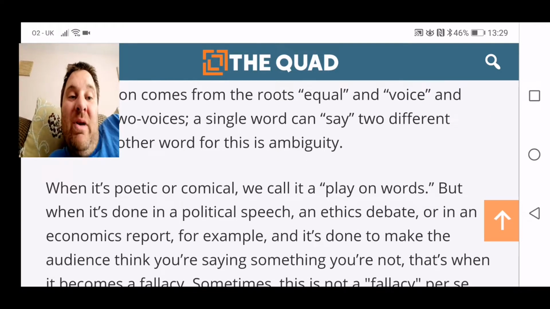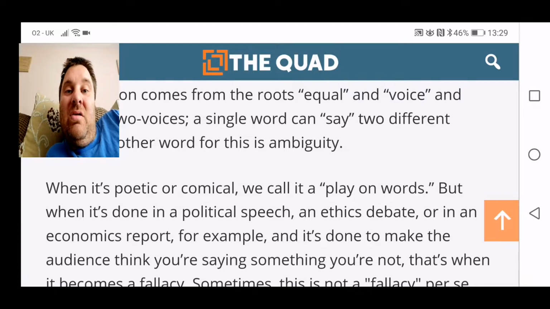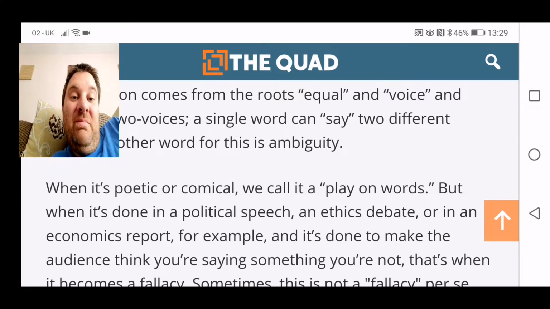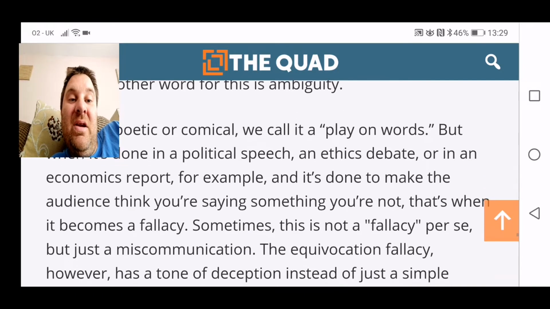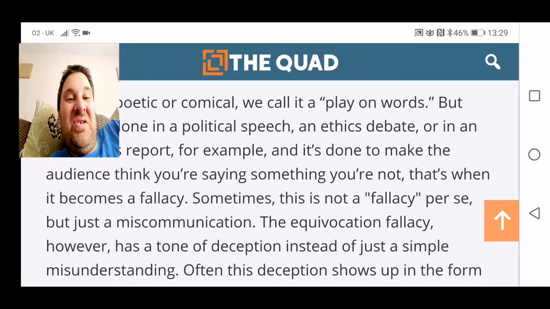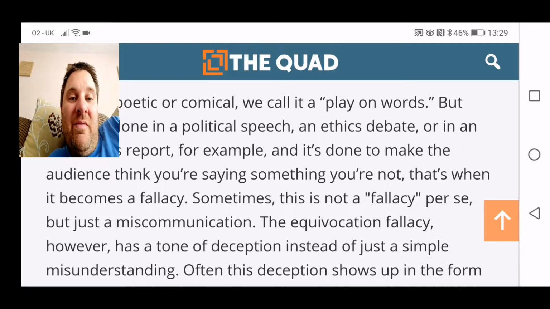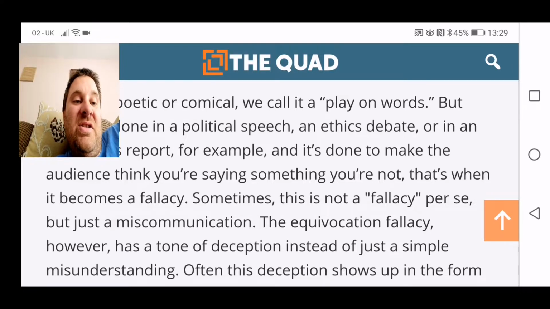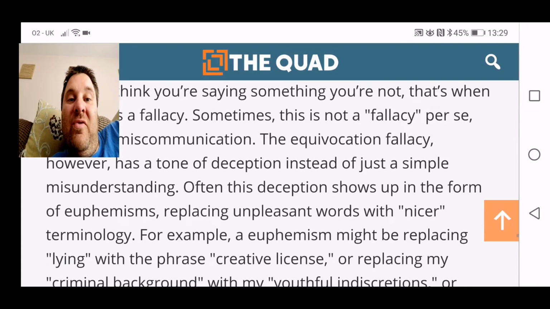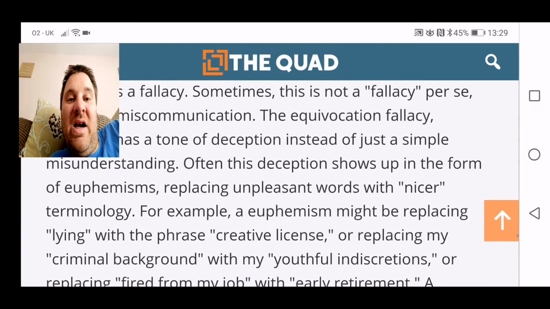So when it's poetic or comical, we call it a play on words. But when it's done in a political speech, ethics debate, or in an economics report, or science, for example, and it's done to make the audience think you're saying something you're not, that's when it becomes a fallacy. Sometimes this is not a fallacy per se, but just a miscommunication. The equivocation fallacy, however, has a tone of deception instead of just a simple misunderstanding. Often this deception shows up in the form of euphemisms, replacing unpleasant words with nicer terminology.